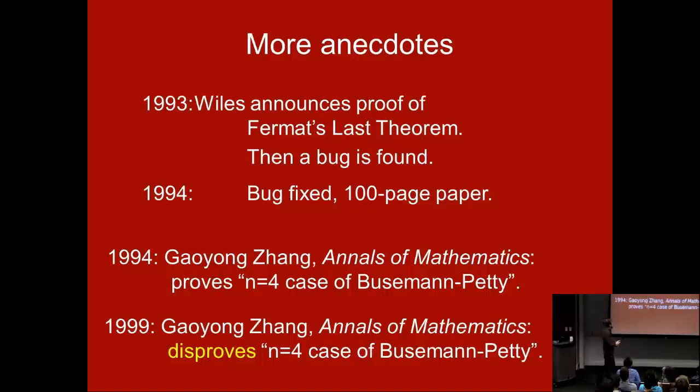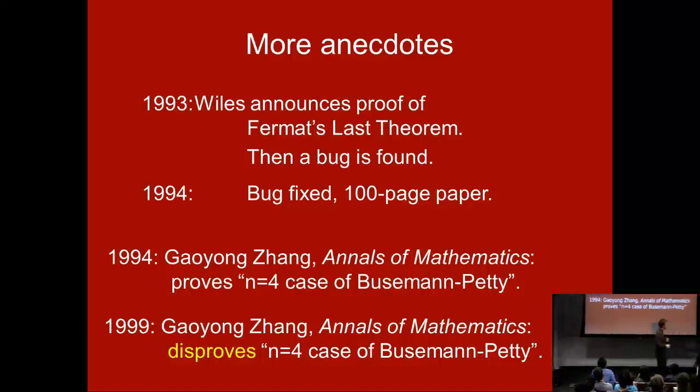This last anecdote I like too. There's a very simple geometric problem about shapes in n-dimensional space called the Busemann-Petty conjecture. I could say what it is if I had 5 more minutes, but for a while the answer was known in every dimension except for 4. And in '94, this guy Zhang finally proved what the answer was. He proved that it's true in n equals 4 dimensions. And he published in the Annals of Mathematics, which is the most prestigious journal in mathematics.